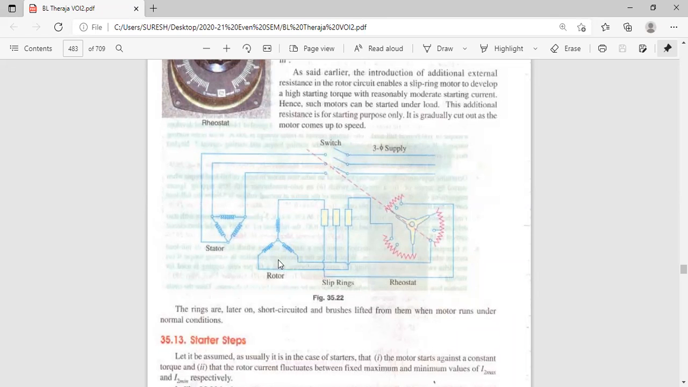The same rheostat which is in the rotor can also initially be connected in the stator. These are the stator three windings, connected in delta. These are the three-phase switches. If you close these switches, three-phase supply is connected. Initially, this rheostat is connected in series with the stator. Later, once it reaches 70% of rated speed, there is no necessity of this rheostat. Why is there no need of the rheostat after reaching 70% of rated speed?